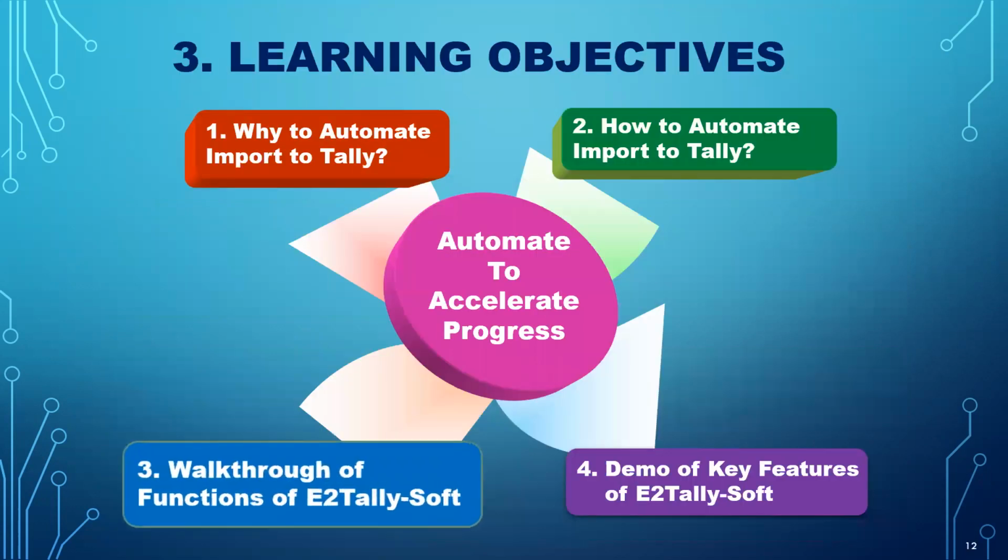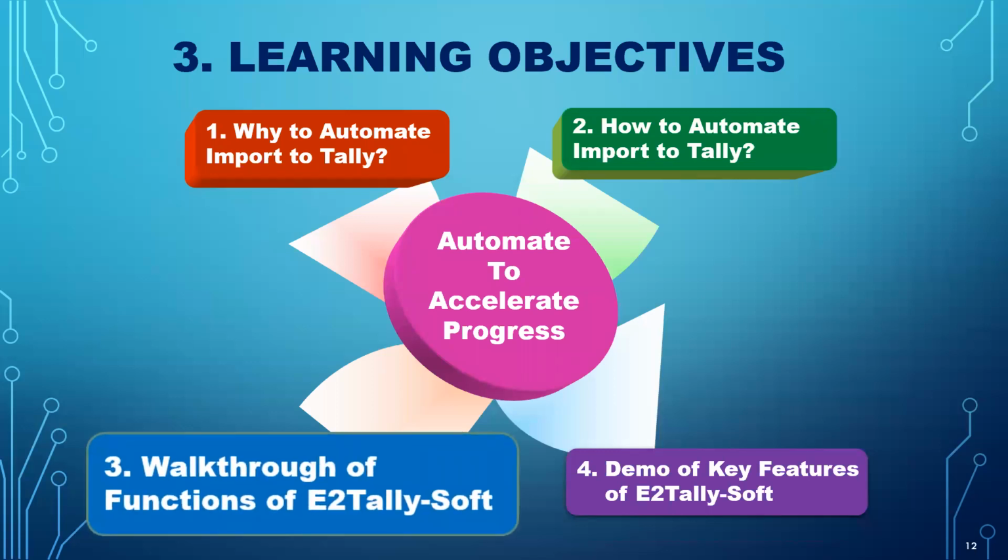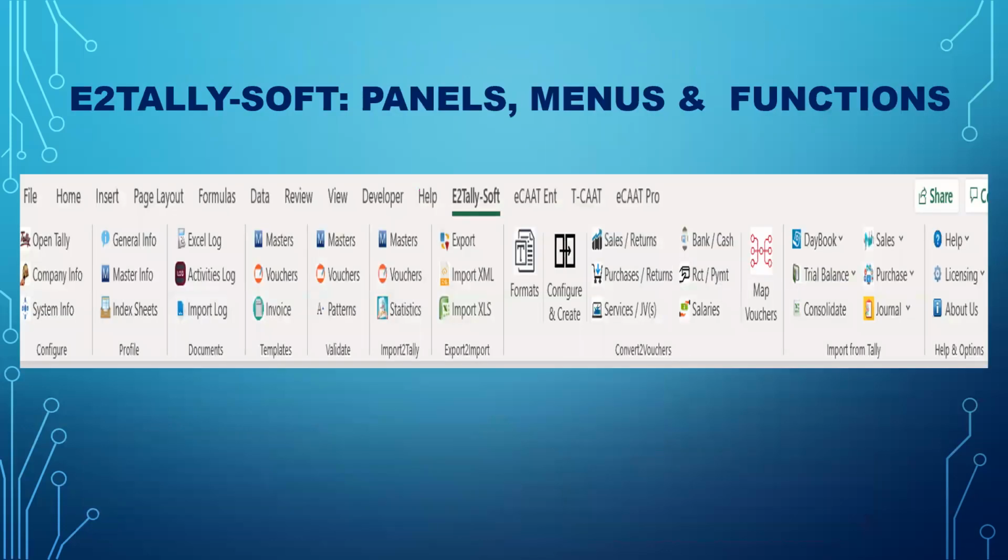Now let's look at the third learning objective, which is walkthrough of the functions of E2TallySoft. Now this is the look and feel of the software. As I said, E2TallySoft is an add-in to Excel. So when you install the software, it appears as a part of Excel as an add-in. So when you open Excel, E2TallySoft automatically will be opened along with Excel. When you click on the E2TallySoft, you find all the functions of the software are shown to you.